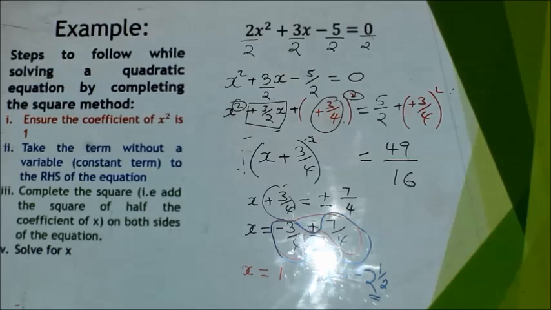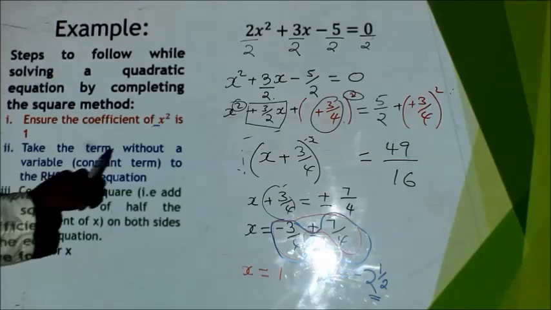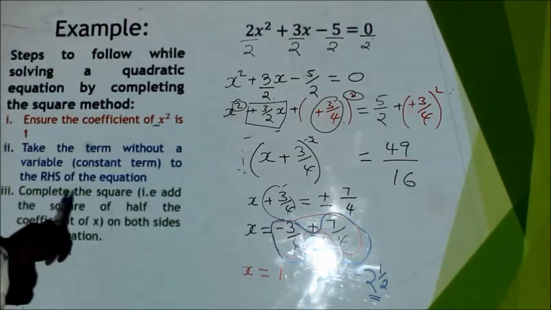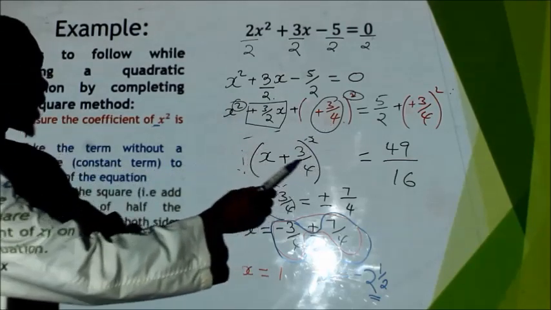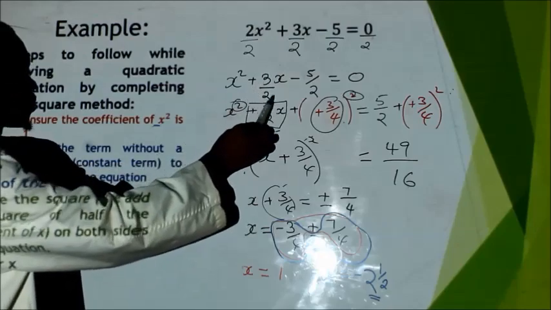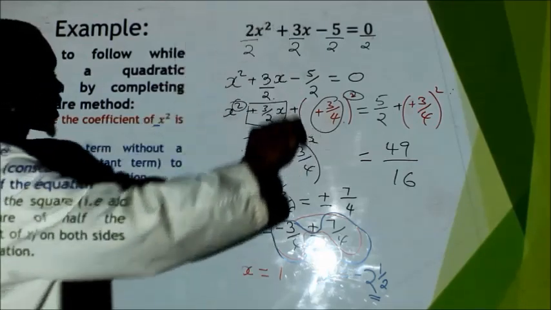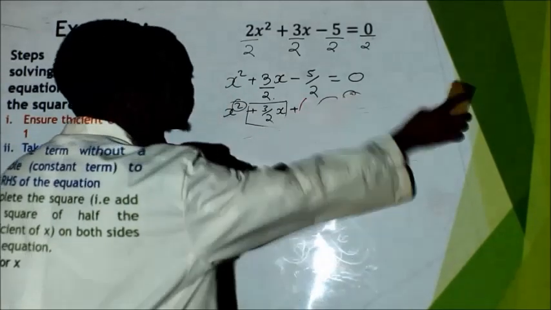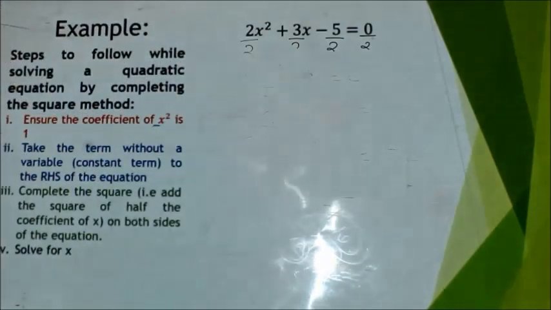So basically those are the steps that you're supposed to consider while solving a quadratic equation by the completing the square method. The first step, ensure the coefficient of x squared is 1, as we did up there. The second step, take the constant term to the other side. The third step, complete the square. You just take this number here, you half it, you square it, and you add it on both sides. The last step is now to solve for x. So students, that's how we solve a quadratic equation by completing the square method.